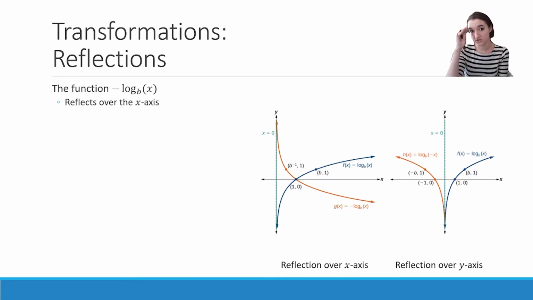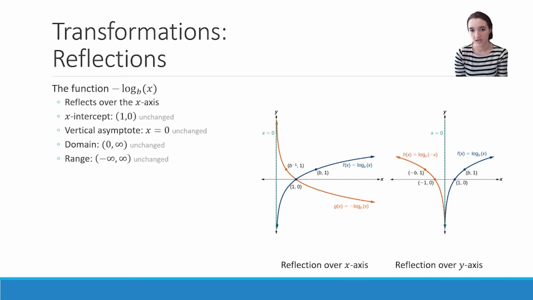Next, we have reflections. So the function negative log base b of x reflects over the x-axis, and so when that occurs, we get the x-intercept unchanged. The vertical asymptote also unchanged, domain unchanged, range unchanged. It's just sort of upside down, but everything else is staying relatively the same. Yes, visually it's different and all the other points have changed, but that special point that we care about hasn't. So you just have to pay attention to what direction you're facing.